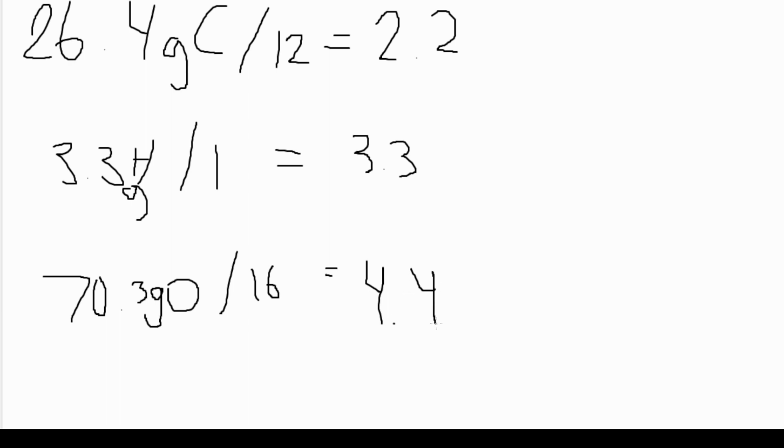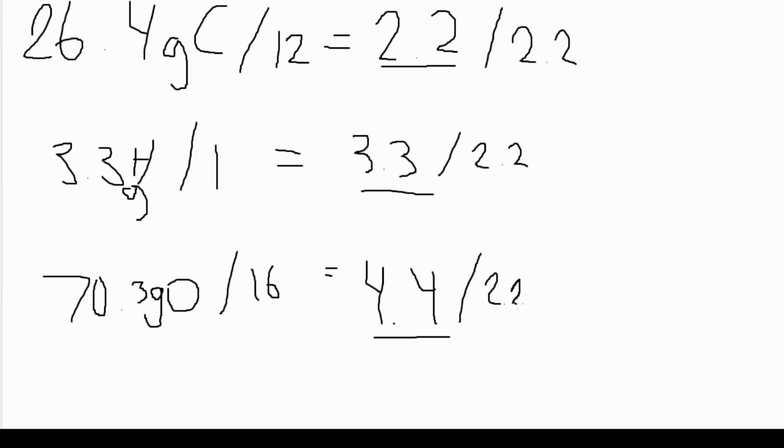Next step, divide by the lowest of these numbers. So from all the numbers you just got, divide them all by the smallest one. In this case, that's 2.2. So you will divide by 2.2. Okay? And you do that math, you're going to get 1. You're going to get 1.5, and you're going to get 2. That's just calculator stuff.